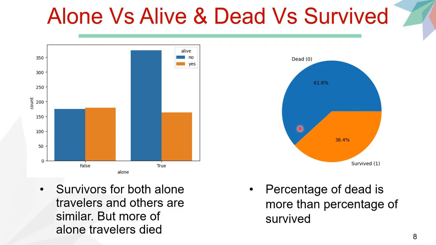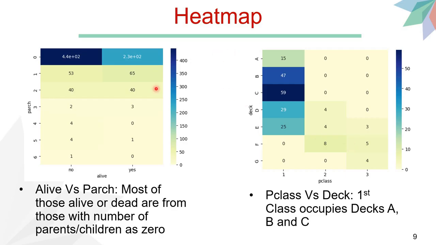Right? And if you look at among the total passengers, there are 61% passengers passed away, died, and 38% of them survived this tragedy. And then if you look at how do you compare those who are alive, those who traveled with number of parents or children along with them.